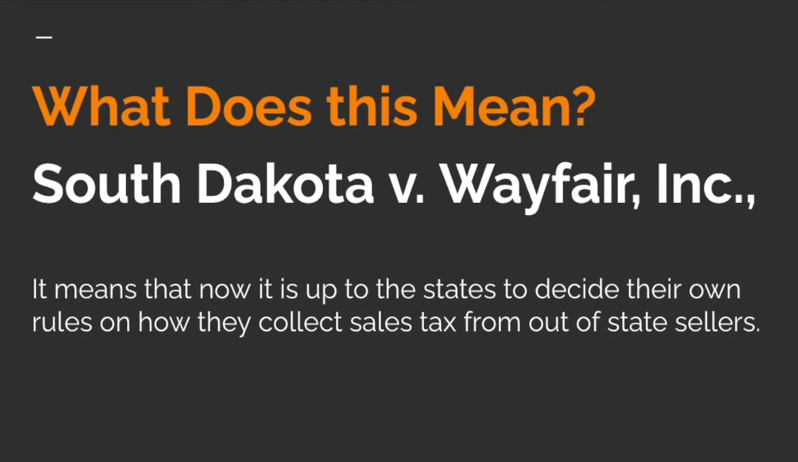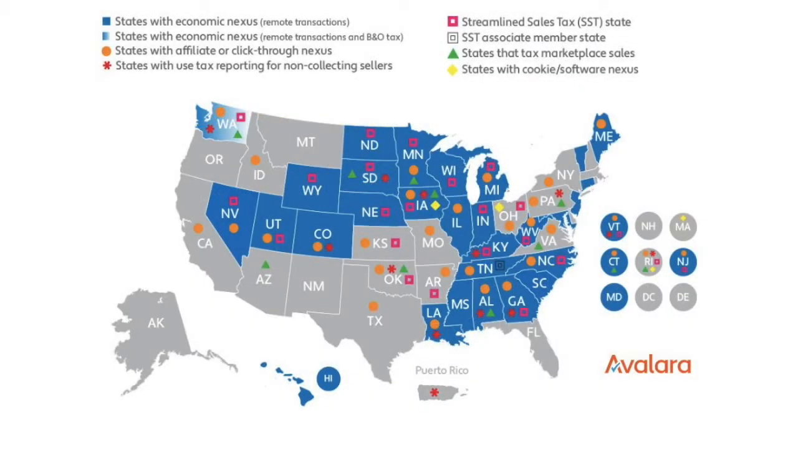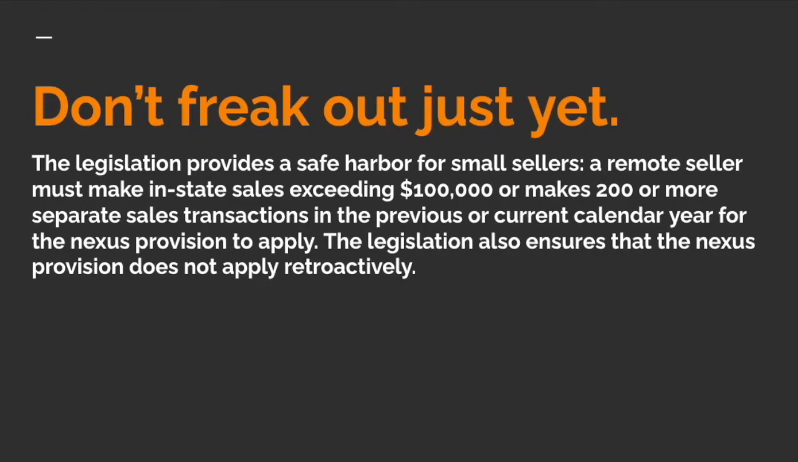So what does this mean? It means that now it's up to the states to decide their own rules on how they collect sales tax from out-of-state sellers, basically online sellers. So it's not terrible. It mostly affects the end consumer because they're the one paying the sales tax. But collecting it and remitting it to each state can be tricky and confusing, especially when you're selling tons of items in tons of different states, right?